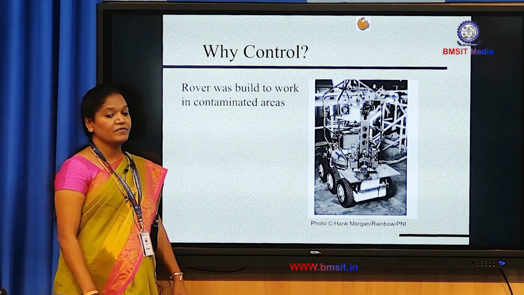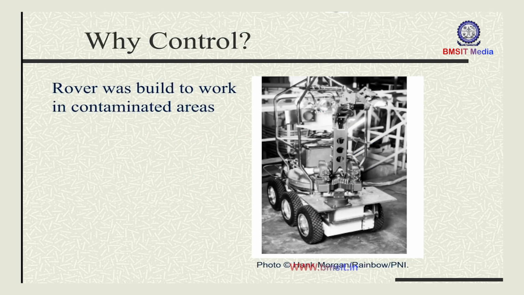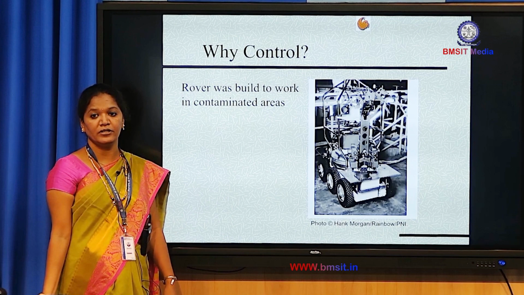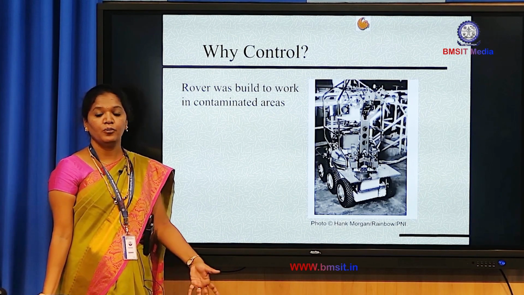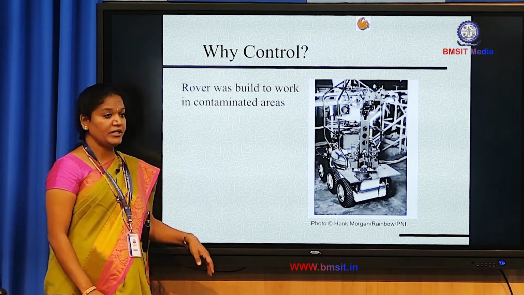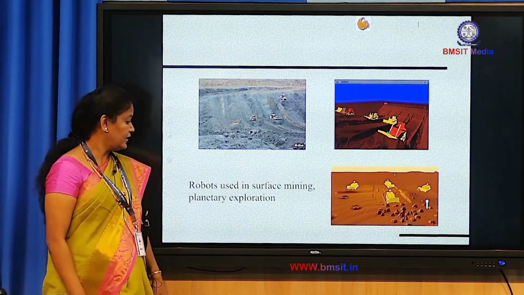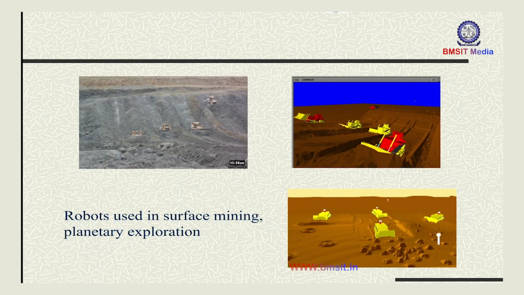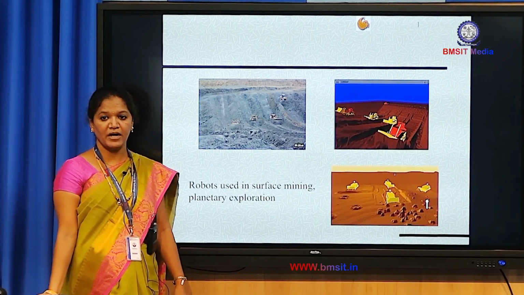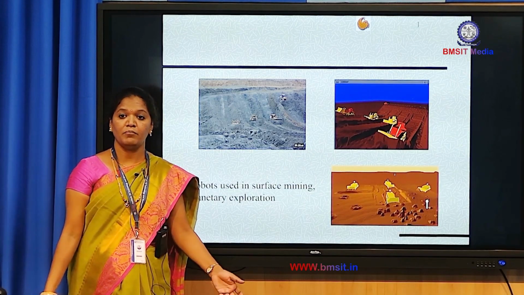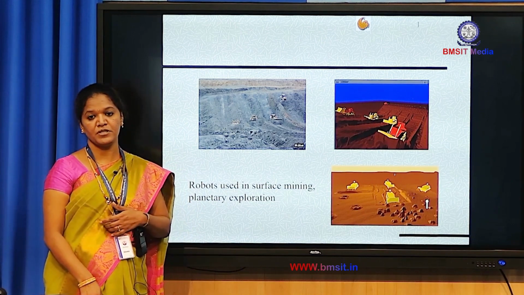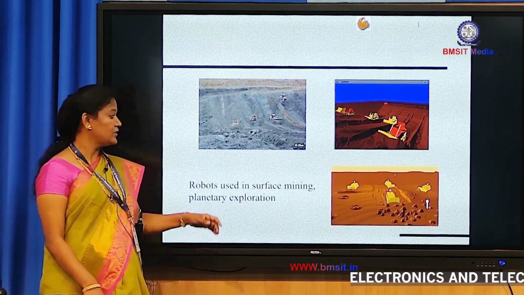Here is an application given: the rover was built to work in a contaminated area. How is the rover controlled to work in the contaminated area? This is one application. Again, here the robots are used in surface mining and planetary exploration, to explore planets as well as for mining. So, robots were used where they are controlled by a control system.